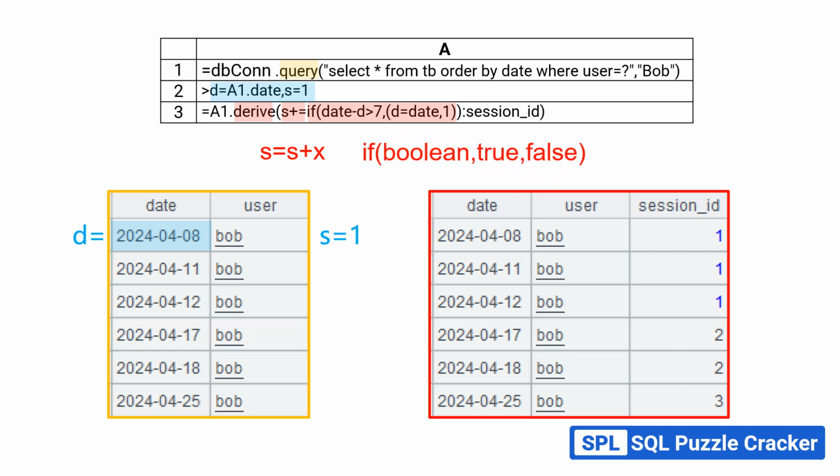The first parameter of the if function is a Boolean expression, the second parameter is the result returned when the Boolean expression is true, and the third parameter is the result returned when it is false, and the default value is null.